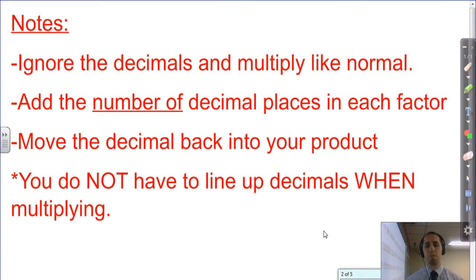Finally, we're going to move the decimal back into our product. Product is the answer that we got when we multiplied like normal, and we're going to move that decimal back in however many places we added from the first two factors. The final note is you do not have to line up decimals when multiplying. We made a big deal that you do when you're adding and subtracting, but not when you're multiplying.